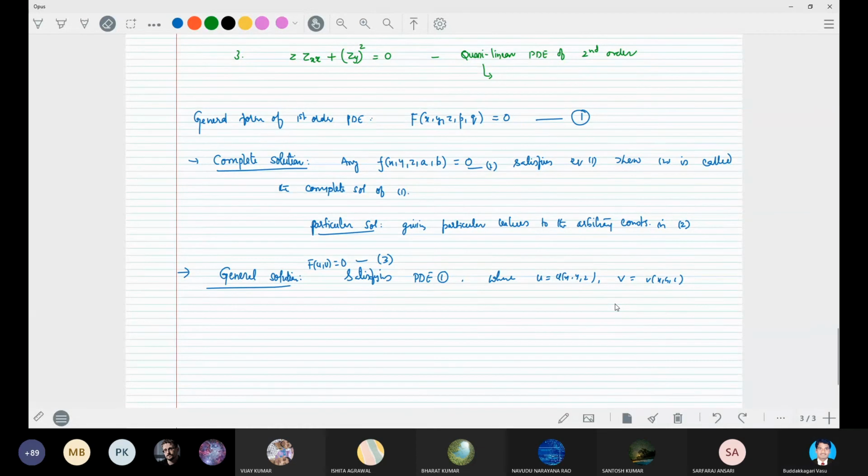Hello? Yes, sir. If arbitrary constants are involved in the solution, that solution is said to be the complete solution. From that complete solution, we can obtain the particular solution by giving particular values to the arbitrary constants. This is a particular solution. This is a general solution, right? Yes, sir. Okay.